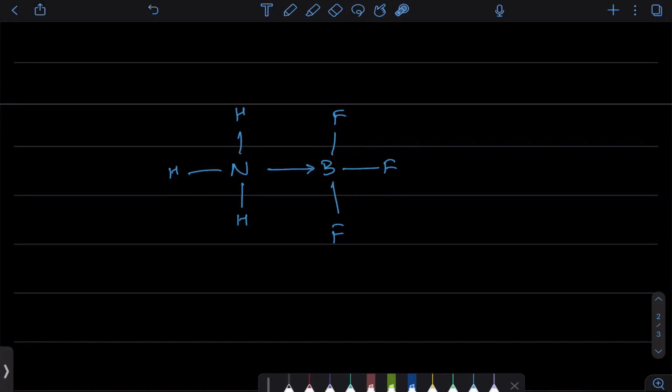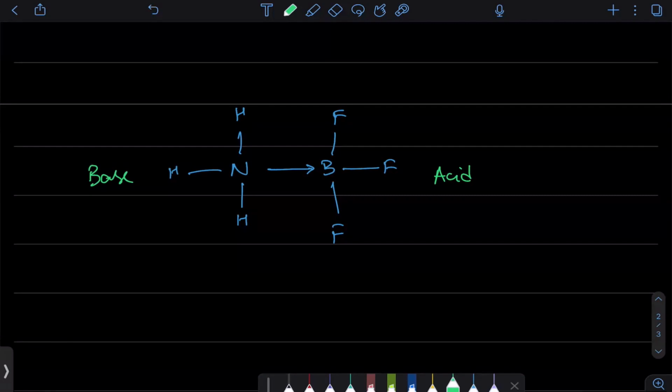What's happening here? No H positive came, no OH negative came, and yet this is an acid-base reaction. Why? Because right now ammonia is sharing its lone pair, not losing. It initiates a dative bond and boron accepts because it has an empty orbital. So that makes this an acid and this a base.